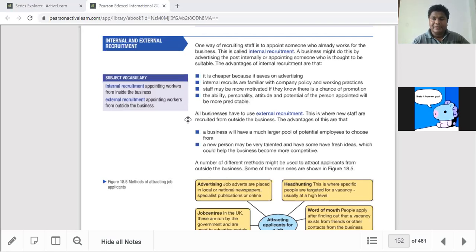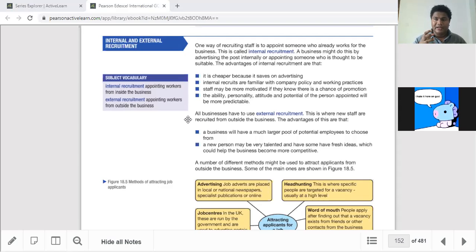It's cheaper because it reduces your time and the cost of advertisements. When you have to advertise on the internet or in a newspaper, you have to spend some money and time. But here you don't have to spend that, so it's a cheaper method of recruitment. And secondly, internal recruits are more familiar with the company, the working practices and policies of the organization. They know the colleagues, the places, the machines, the methods, policies, practices, principles, everything. They are very familiar with the company culture. That's another very good advantage.